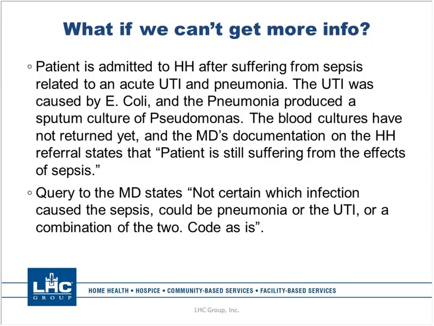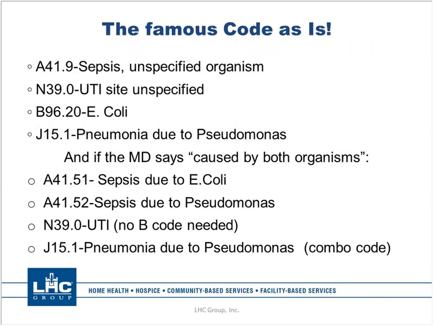Query to the MD states, not certain which infection caused the sepsis, could be the pneumonia, could be the UTI, or a combination of the 2, code as is. Perfect. We will. Well, we don't know what organism's causing the sepsis, so we just have to use A41.9. And then our UTI is caused by the E. coli, and then our pneumonia due to Pseudomonas.